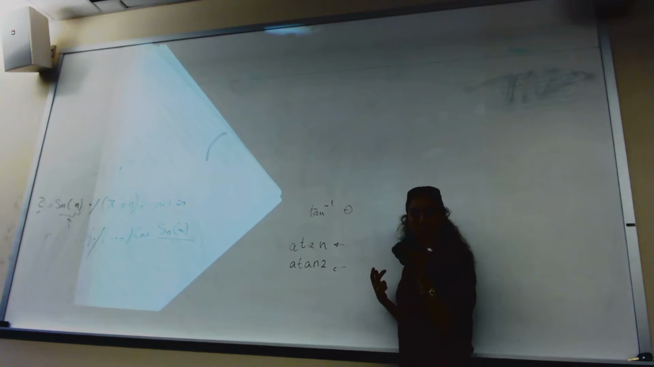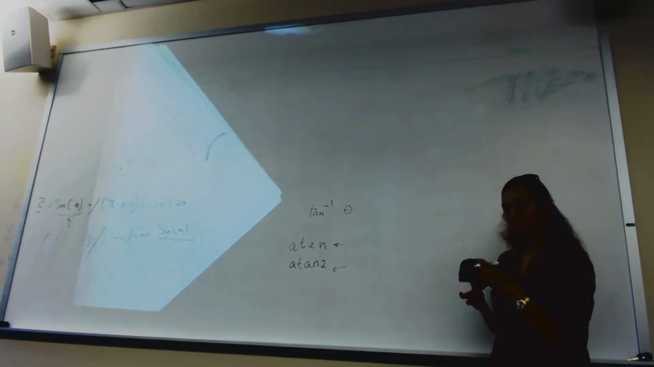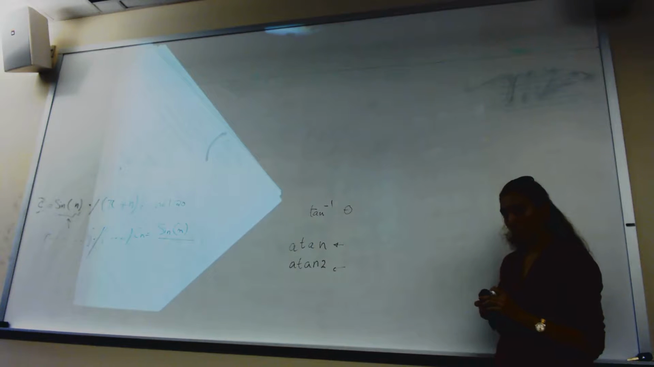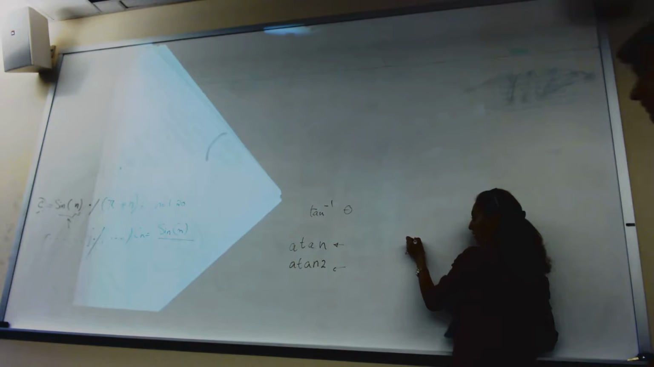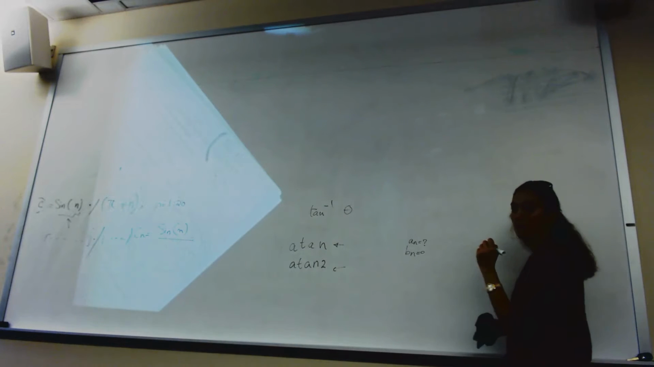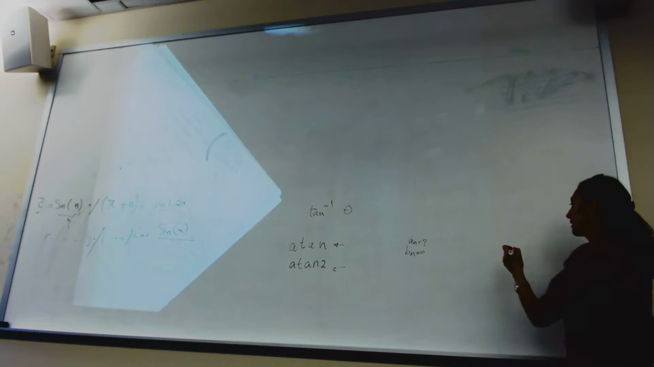Yeah, sure. So for even functions, the phase is either going to be 0 or pi, because bn is always going to be 0. Good question. So bn is 0, but how about an? Yeah, so an is positive or negative.